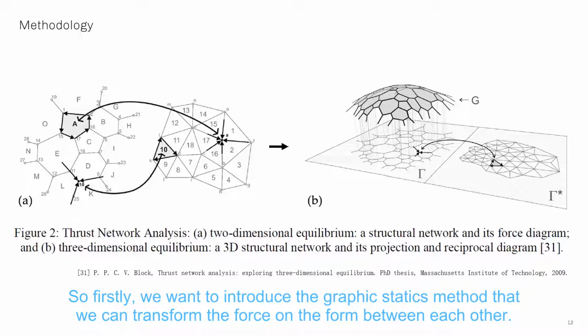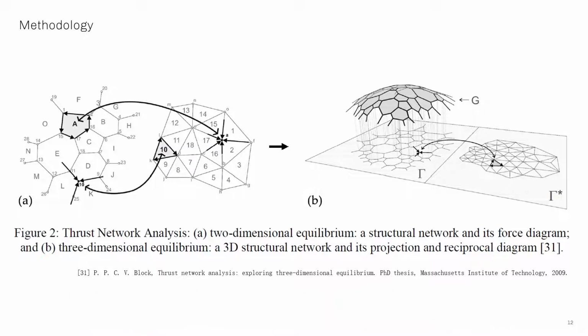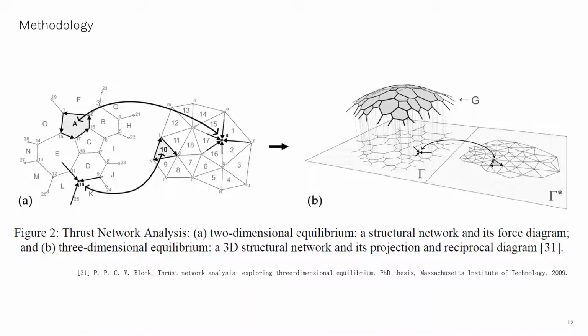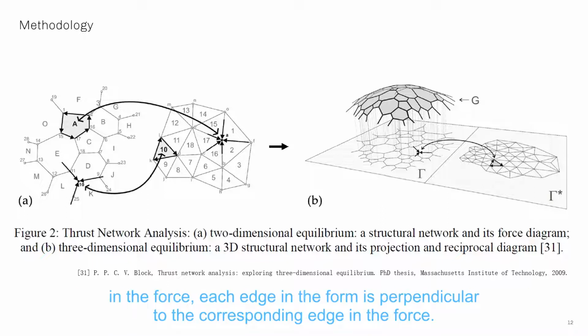Firstly, we want to introduce the graphic statics method, with which we can transform the force and the form into each other. In figure A, we can see that the form diagram on the left is transformed into the force diagram on the right. Each cell in the form can be transformed into a node in the force diagram. Each edge in the form is perpendicular to the corresponding edge in the force diagram.